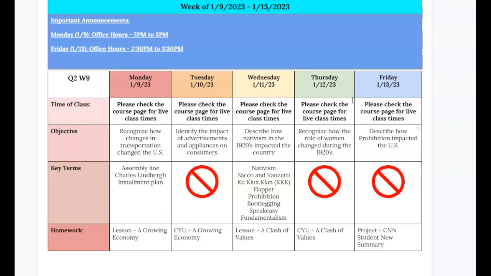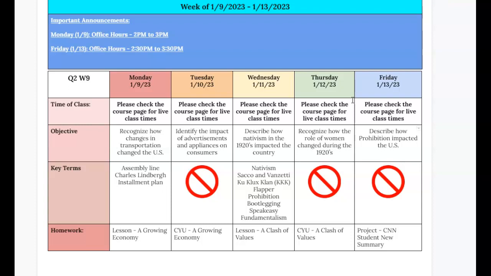On Monday, we will look at the lesson, A Growing Economy, and recognize how changes in transportation changed the U.S. Key terms there: assembly line, Charles Lindbergh, and installment plan. Tuesday in live class, we will identify the impact of advertisements and appliances on consumers with the CYU A Growing Economy.